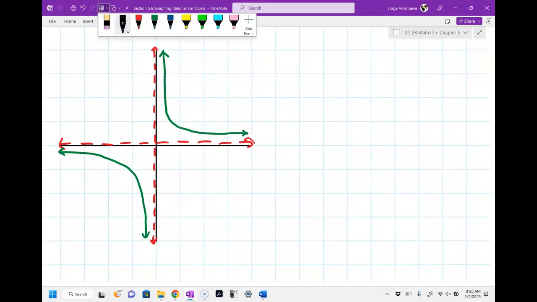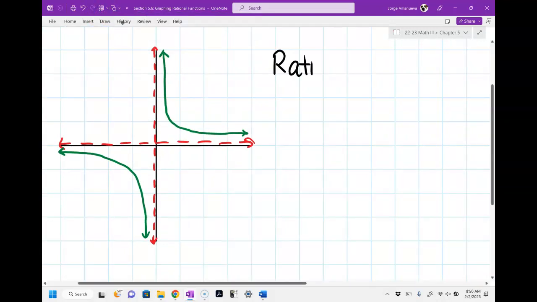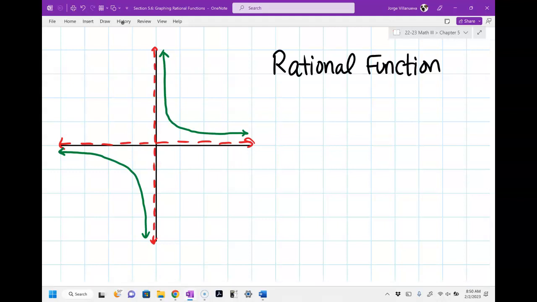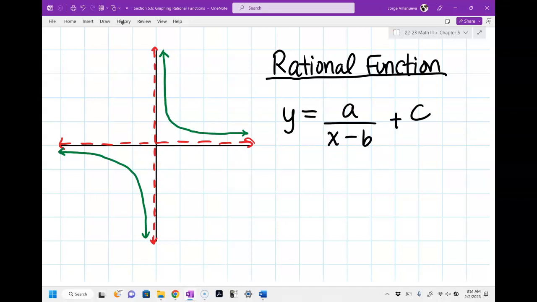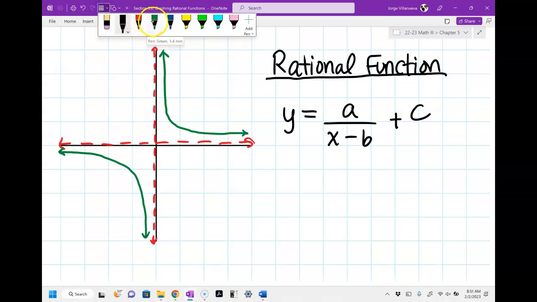Now, let me write this out here. Rational function. Normally it's going to be given an equation something like this: y is equal to A over x minus B, plus C. Now there are some things you've got to know about this equation.